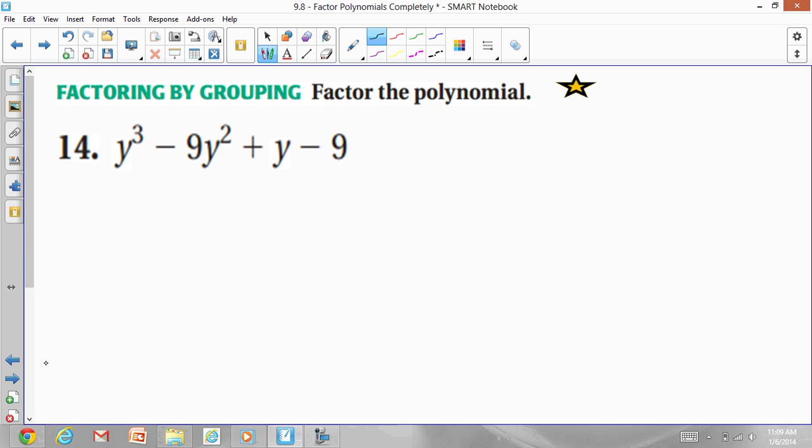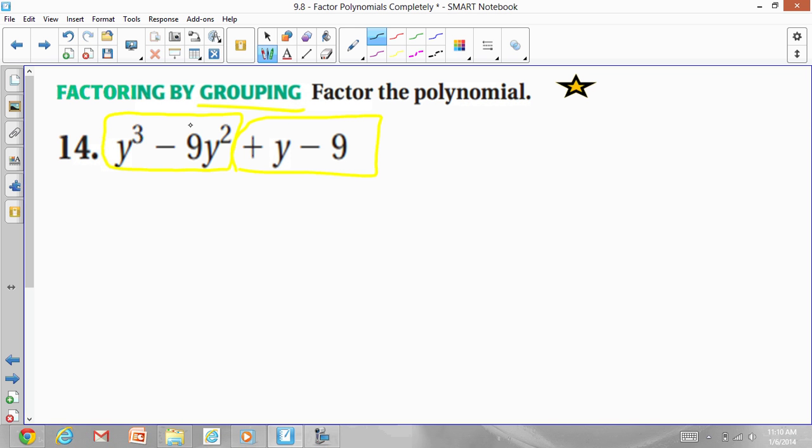Copy question number 14. Factor by grouping. Factor the polynomial. All these questions look almost like solving a puzzle or a riddle. They are fun. The first thing you have to identify is that instead of 2 or 3 terms, now you are left with 1, 2, 3, 4 terms. Let's see if I can group them together. I'm going to group these two, and I'm going to group these two.